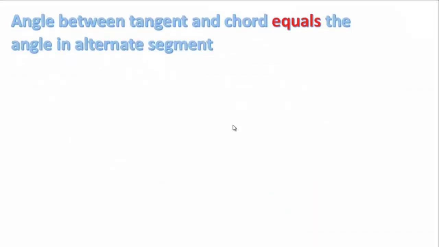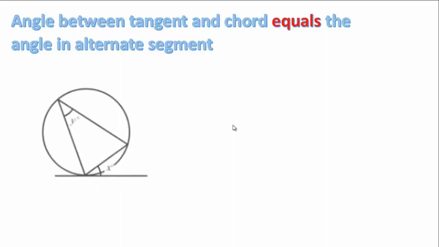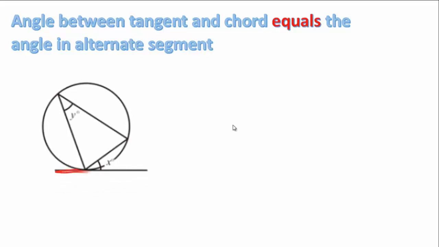Angle between tangent and chord equals the angle in the alternate segment. What is the meaning of that? If you take a look at this diagram here, this is our tangent and this is our chord. Angle x is included between the tangent and the chord, so we can simply say that angle x is equal to angle y, because angle y here is sharing the same arc with it.